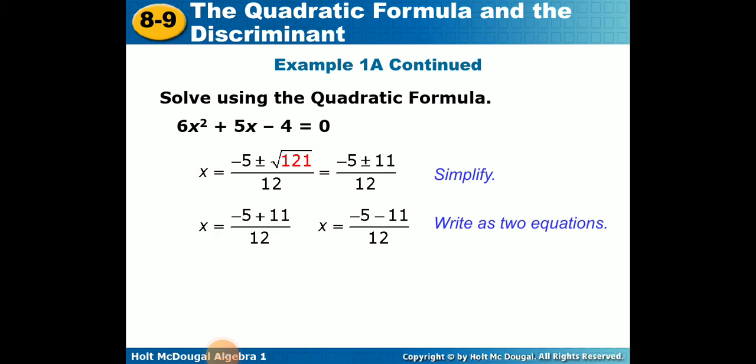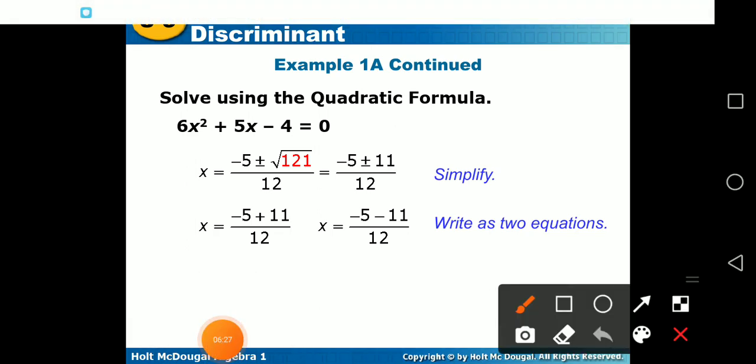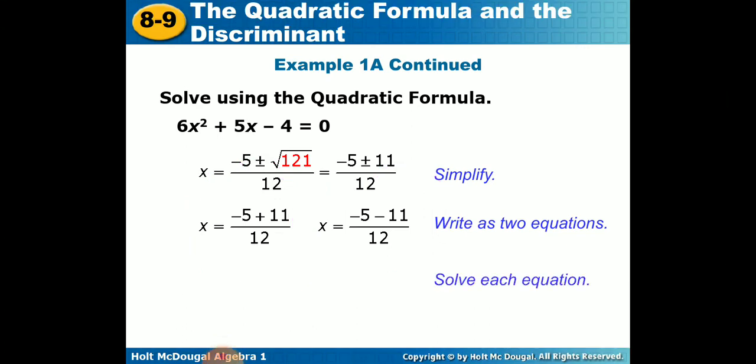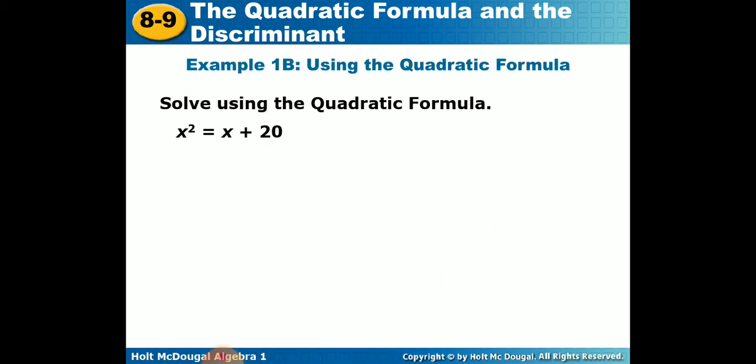So I have x equals negative 5 plus 11 all over 12, or x equals negative 5 minus 11 all over 12. The two equations: negative 5 plus 11 over 12 gives me one half, and the other one, negative 16 over 12, gives negative 4 over 3. So we have two solutions.